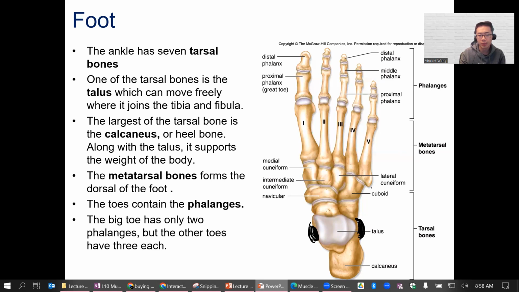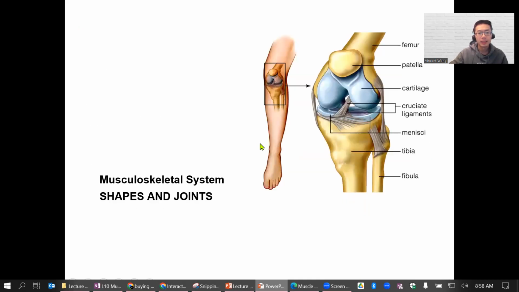So together, all these bones are the tarsal bones. And you have the metatarsals and the phalanges. Right? Also, 14 phalanges, right? If you count your toe bones. So that's it. That's all the bones.